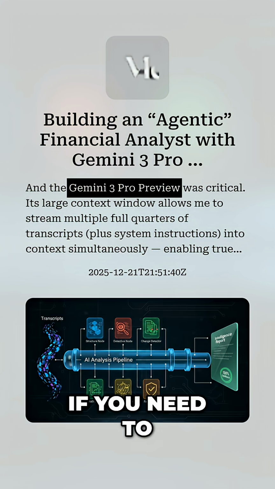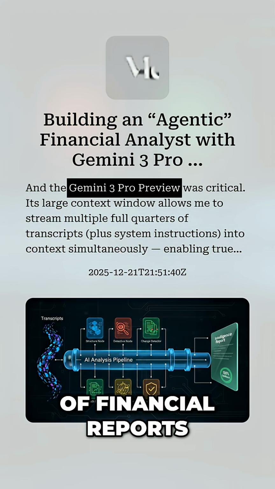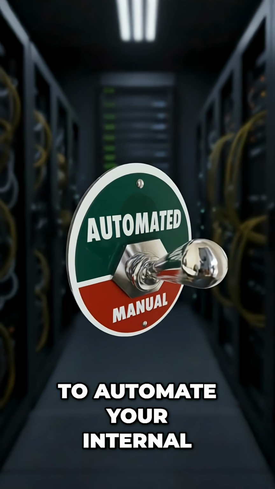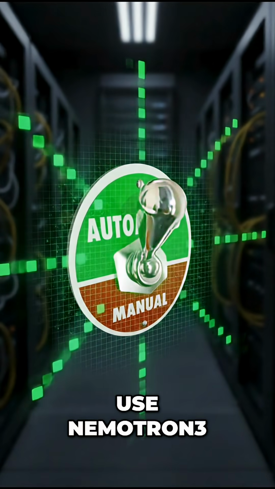The verdict? If you need to analyze a year's worth of financial reports, use Gemini 3. If you're building a fleet of AI agents to automate your internal ops securely, use Nemotron 3.